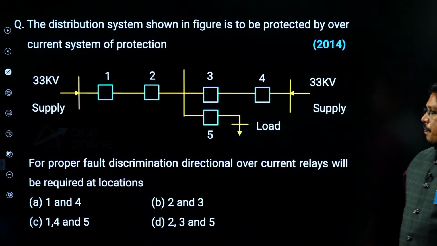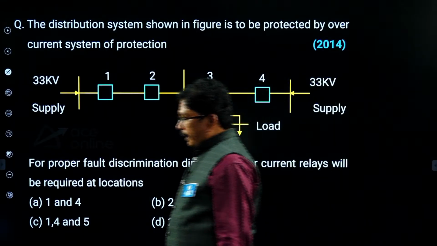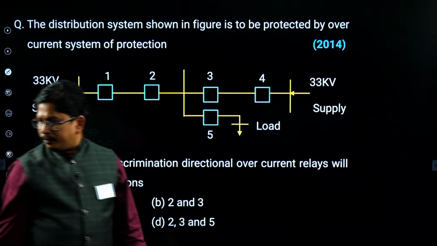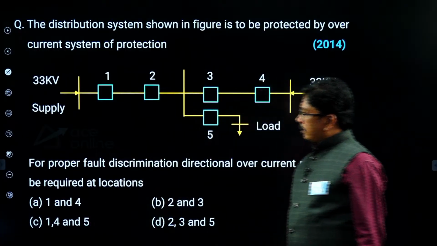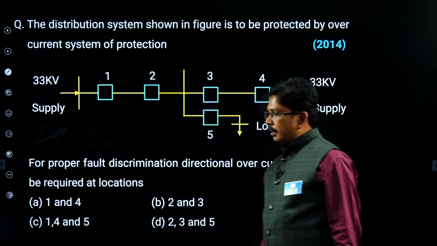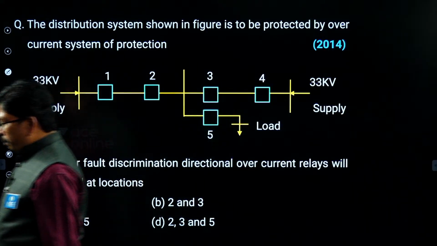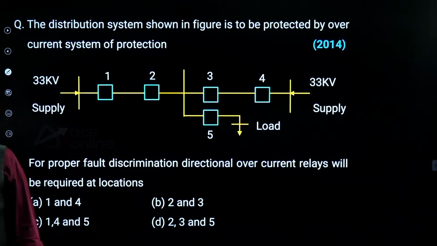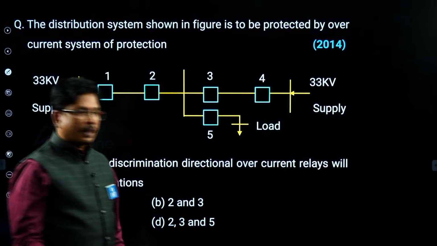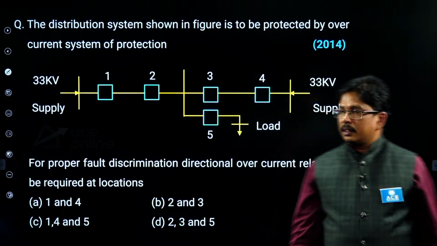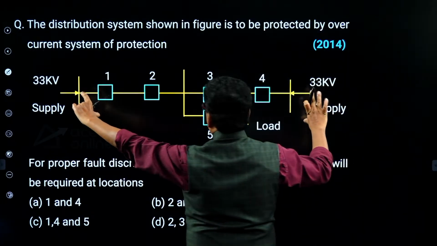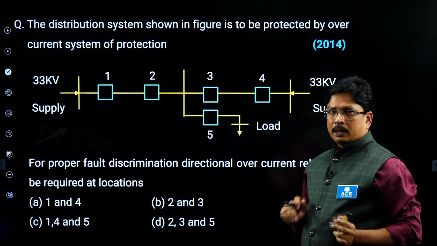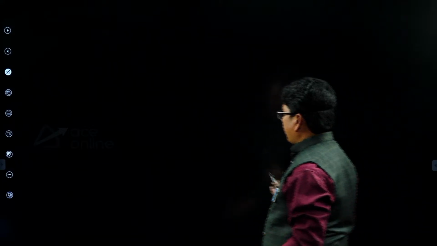Very good, Viraya. It is option A, 1 and 4. 1 and 4 are the directional overcurrent relays. Manish Sai gave option B. Shantanu gave option C. Students, remember, at the sources we always have non-directional relays.